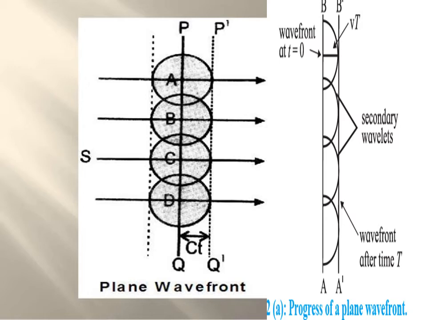This is the source of light. The source of light emits the plane wavefront. PQ is the primary wavefront. Each point on the primary wavefront acts as a secondary source of light. Look at this circle, it represents a secondary source of light, which emits the secondary wavelets. When we draw the tangent along these secondary wavelets, it forms the envelope P dash Q dash after time t. So the distance between Q and Q dash will be Ct.